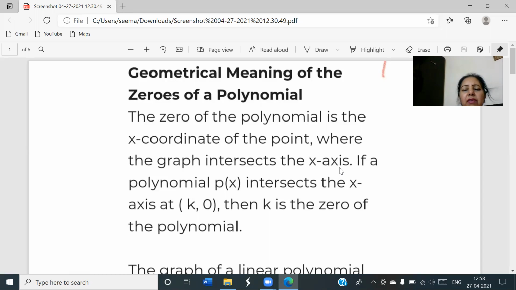It means if the graph intersects the x-axis, then obviously the y-coordinate is 0 and the x-coordinate will be 1, 2, 3 or anything. That is called a zero of the polynomial. If a polynomial p(x) intersects the x-axis at some point (k, 0), then k is called a zero of the polynomial.